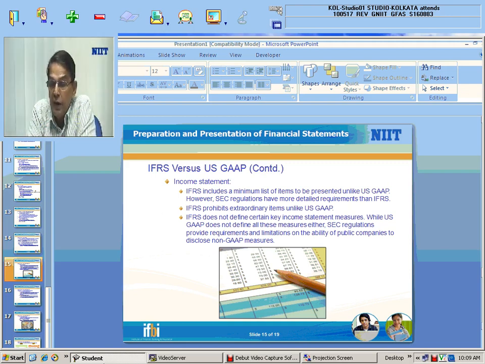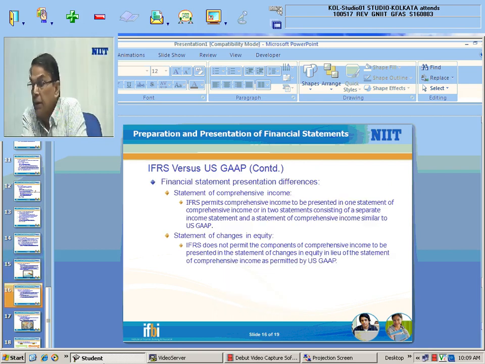IFRS doesn't define certain key income statement measures. They do not define what the key income statement measures are, while US GAAP doesn't define all these measures either. SEC regulations provide requirements and limitations on the ability of public companies to disclose non-GAAP measures. So these are the points of difference between IFRS and US GAAP, so far as financial statement presentation is concerned.